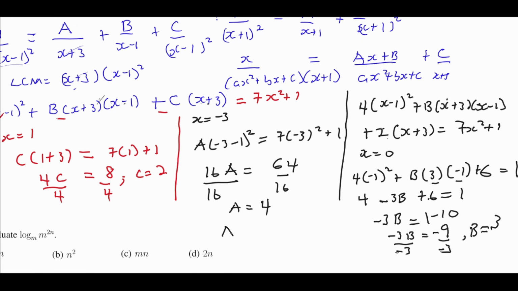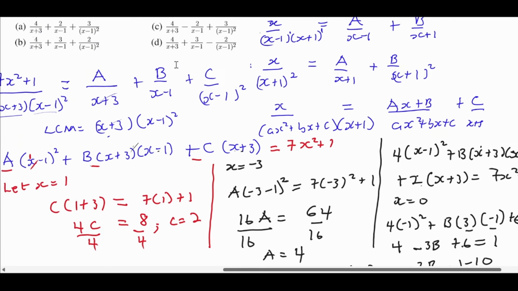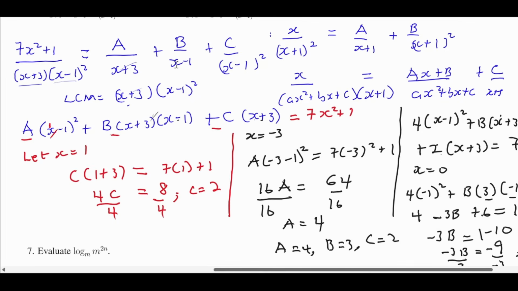Now we have a equal to 4, b equal to 3, and c equal to 2. So let's substitute it back into the function. If you check the answers, which one corresponds? We'll have 4 over x plus 3, then 3 over x minus 1, and then 2 over (x minus 1) squared. And so the correct answer is B. So it has been decomposed nicely.